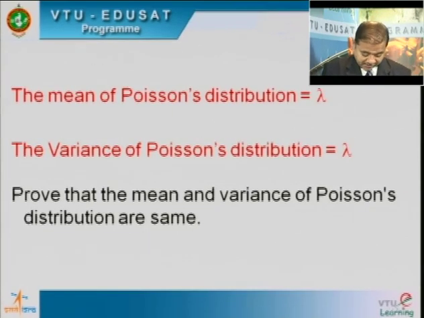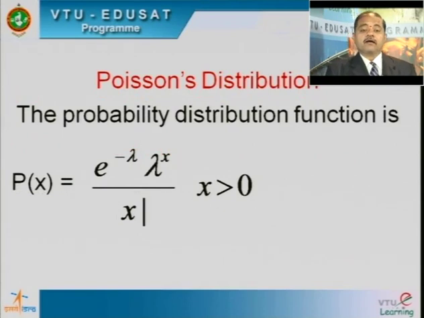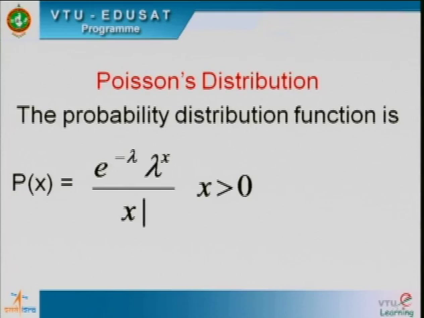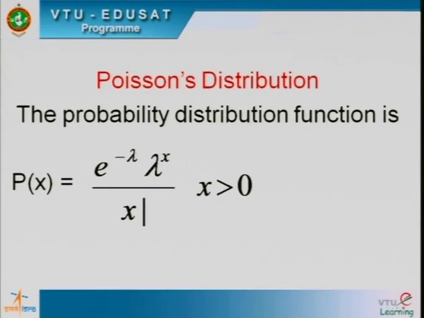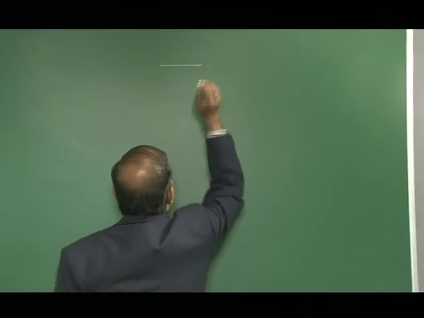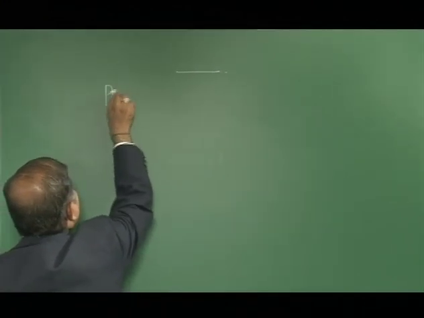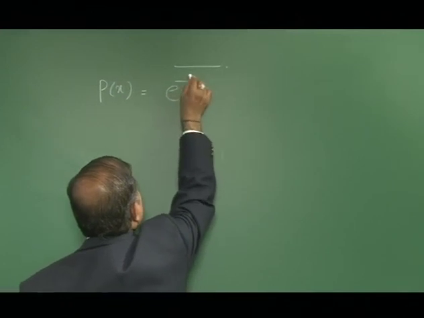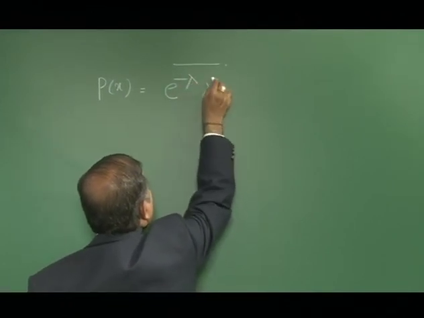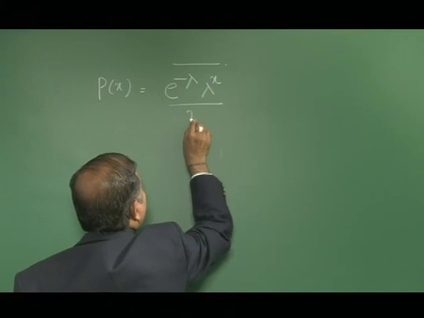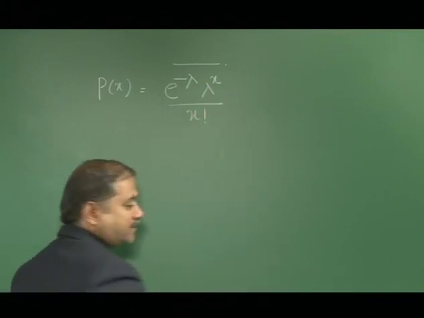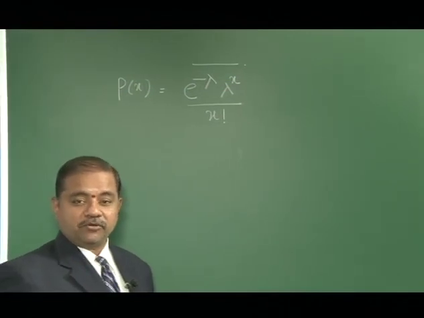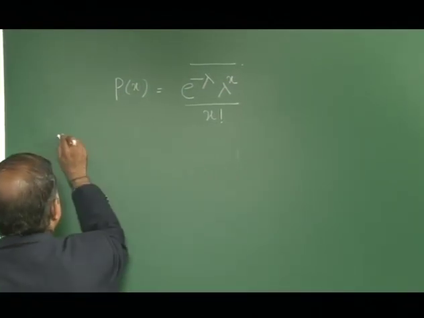Now let us do that. Starting with the probability distribution function. What is the probability distribution function? It is e power minus lambda, lambda power x by x factorial. This is the probability density function for Poisson distribution. Last class we gave the formula.